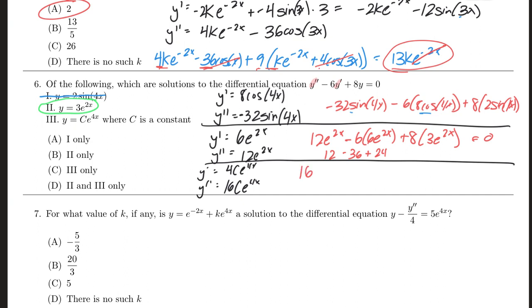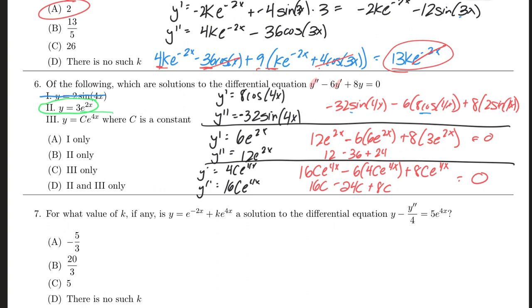We're going to get 16c e to the 4x minus 6 times 4c e to the 4x plus 8c e to the 4x. And again, we want all of that to cancel. Let's see, we're going to have 16c of these. We're going to have negative 24c's and positive 8c's, all with the e to the 4x. And then all of that is going to cancel out and give me 0.